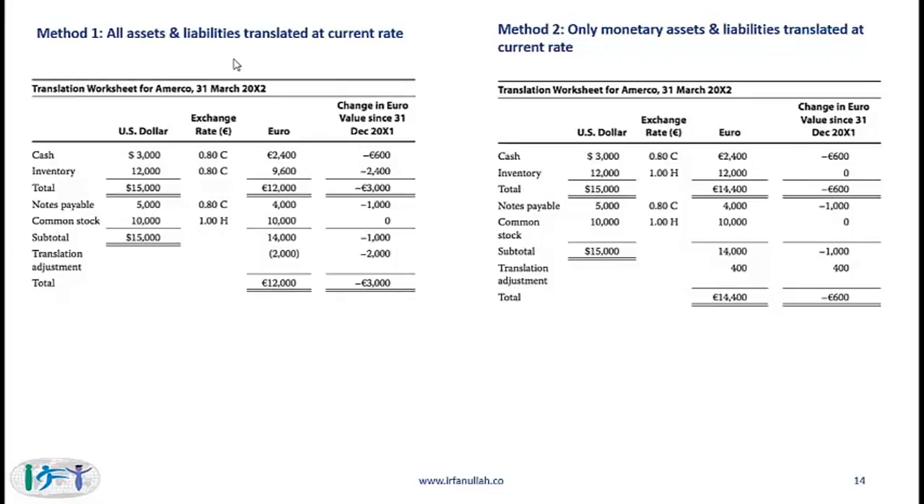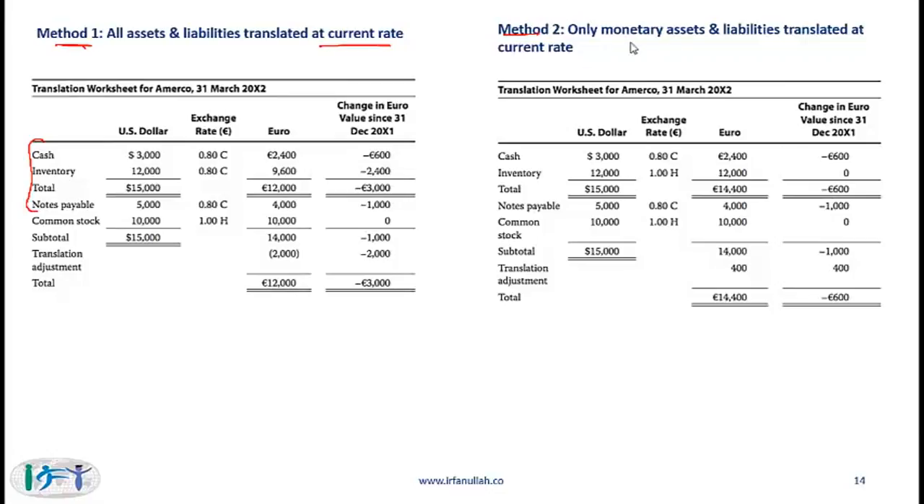This is what the translated balance sheets would look like under the two different methods. Method one was that all assets and liabilities are translated at the current rate. So notice that this 0.8 is the current rate. The C stands for current. So all assets and liabilities are translated at the current rate. Common stock is translated at the historical rate. Just remember that this happens no matter what method we use, and we'll discuss this in more detail later.